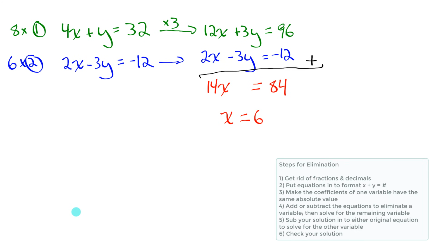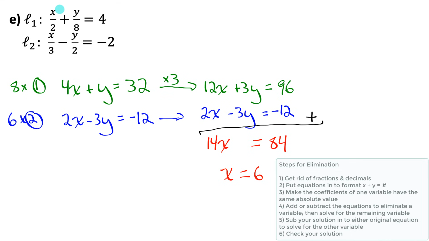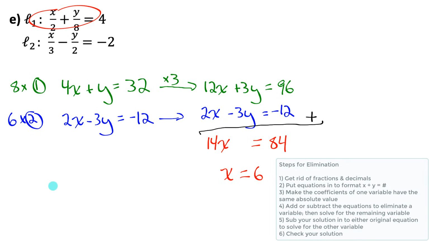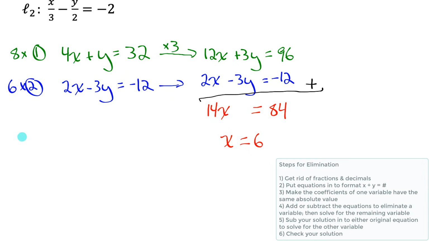And then I just need to sub my answer of x equals 6 into either of the original equations. We could sub it into here, or either of the ones with the fractions eliminated, or this one that's been tripled. Any of those equations are going to result in the same answer for y, as long as we've solved for x properly. So I'm going to sub my value of 6 for x, I'm going to sub it into equation 2 that's been multiplied by 6. So I'm going to use the version that was 2x minus 3y equals negative 12.